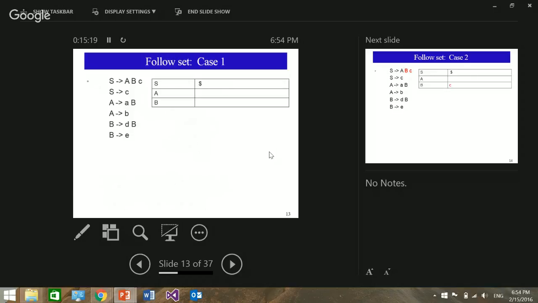Okay, so all of my examples so far are case by case, right? And I apologize, the reds don't show up, but it's case by case. Case one, every single follow set starts the same way: put a $ sign in the start symbol. Okay, I did that. Case two.